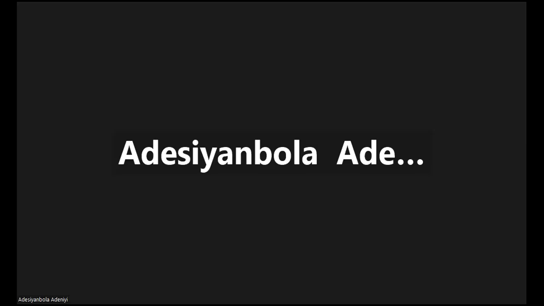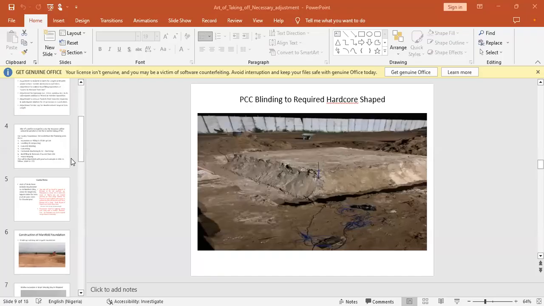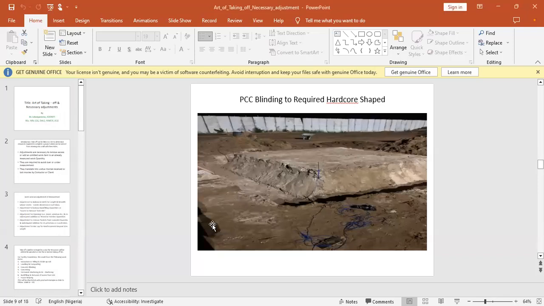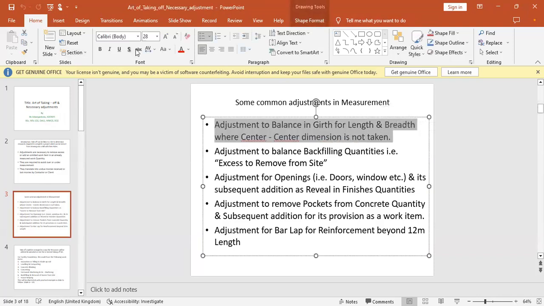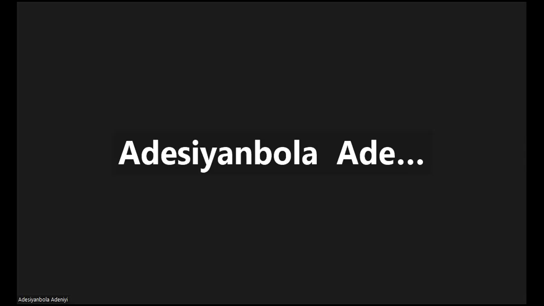Now, the first form of adjustment I will mention is adjustment to balancing girth for length and breadth where center to center dimension is not taken. Adjustment to balance girth where center to center dimension is not taken. For this, I'm going to make use of our Excel.